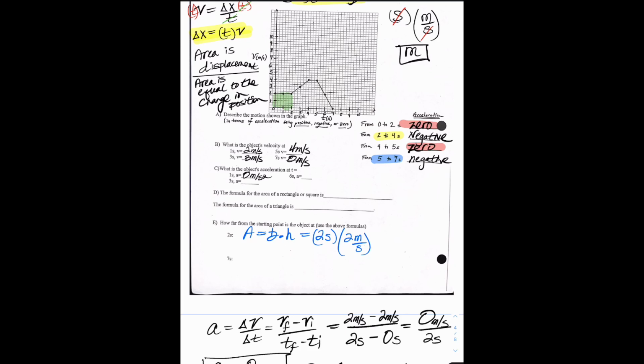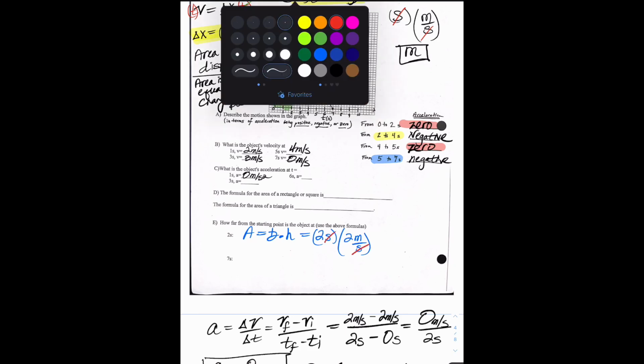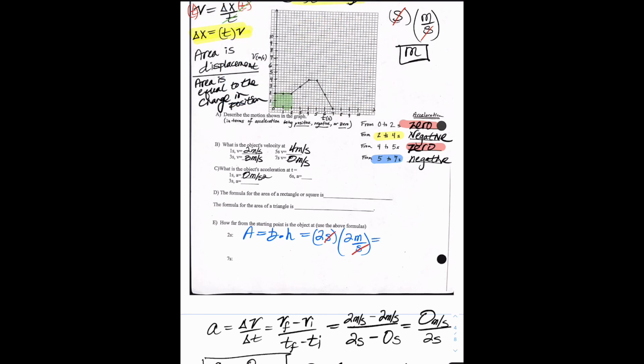And you can see seconds will cancel away, and we're left with 4 meters. So the change in position for this section is positive 4 meters right there. And that's our answer for 2 seconds.